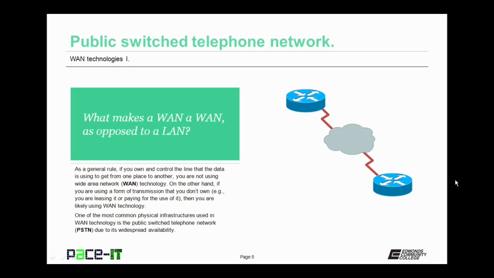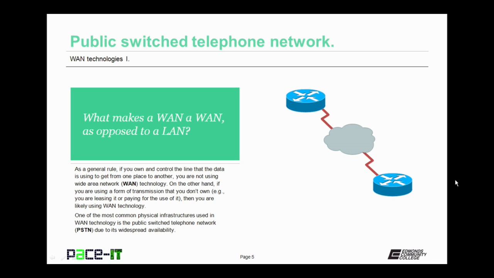Before I begin with the public switched telephone network, let's talk about what makes a WAN, as opposed to a LAN. Well, as a general rule, if you own and control the line that the data is using to get from one place to another, you are not using a wide area network, or WAN technology. On the other hand, if you are using a form of transmission that you don't own, as in you're leasing a line or you're paying for the use of it, then you are likely using WAN technology.